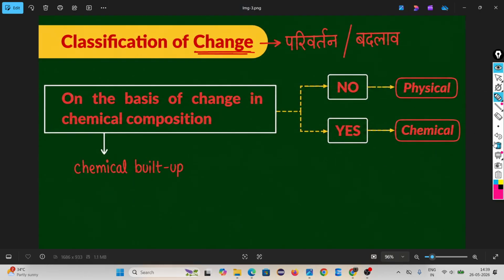Then we learn there are two types of changes. One is physical changes, and another one is chemical changes. What is the difference between physical and chemical changes? In chemical changes, a new product is formed. If there is a change in chemical composition, then we say this is a chemical reaction, and that is called a chemical change. If there is no change in chemical composition, that is called a physical change.